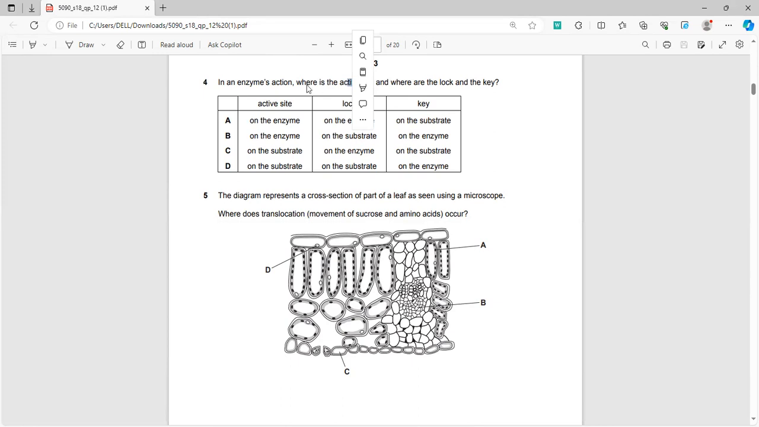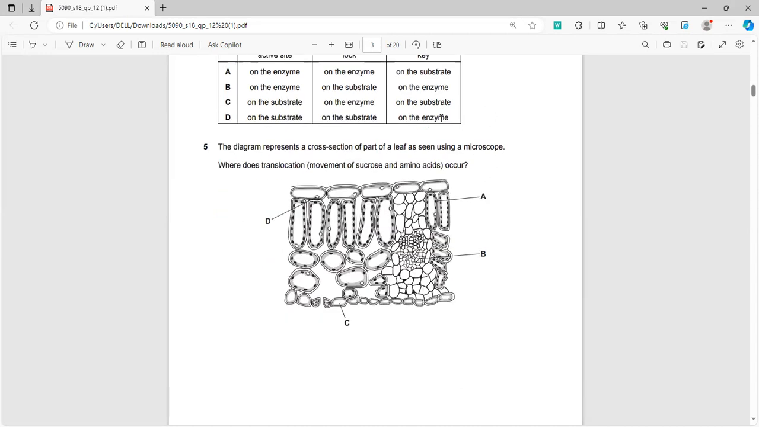Now in question number 4, as we know the lock and key model, where is the active site? The active site is always on the lock, and the key is the substrate. According to the lock and key model, the enzyme is always the lock and the key is the substrate. So the 3D structure of the enzyme always has to remain the same. The active site is always on the enzyme, whereas the key is on the substrate. So the answer to part 4 is A.